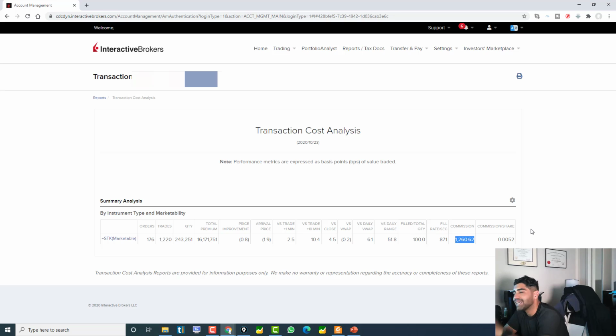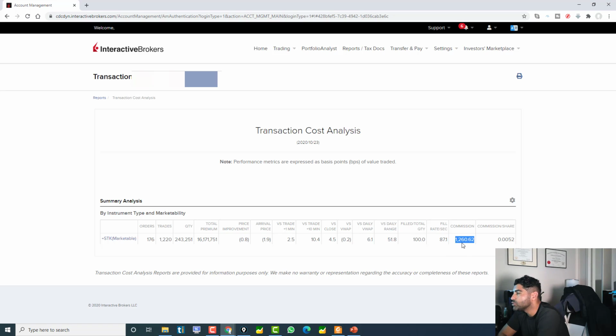Depending on how much more size you trade, it just goes down. But for a lot of people that are not trading tens of millions of shares a month, this is right, half a cent per share. That includes all the fees, the average in there. So that is considered a really, really good commission.